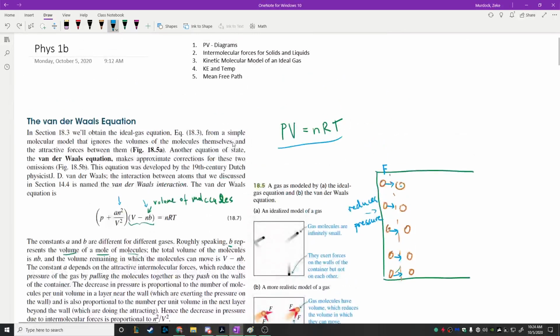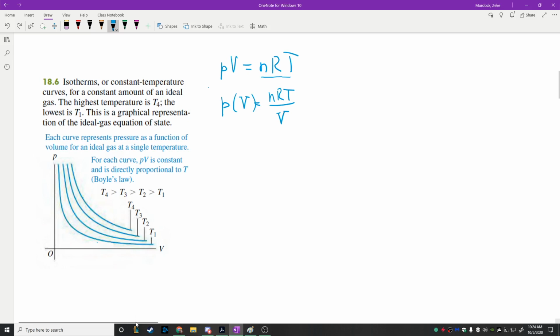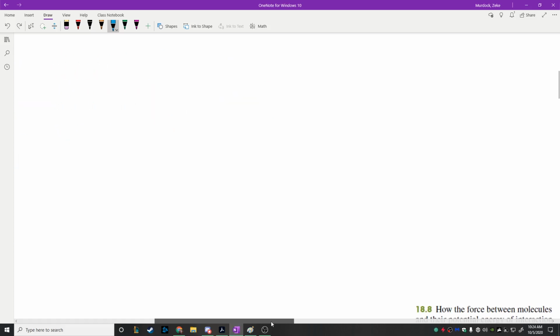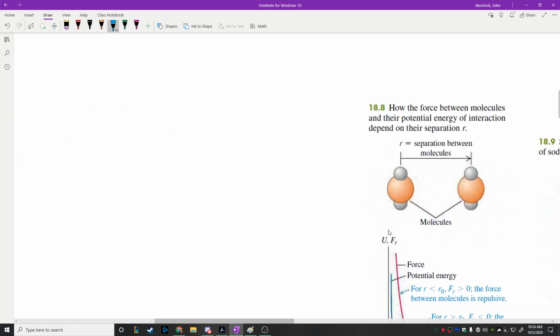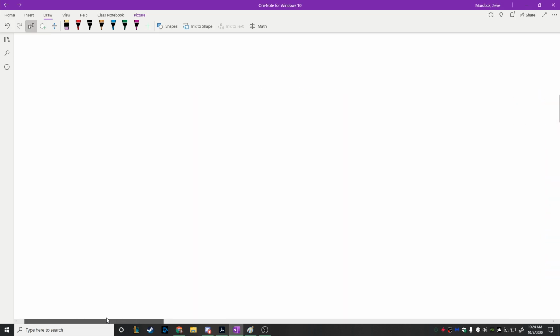Okay, PV diagrams. The next thing I want to talk about are intermolecular forces. We just talked about intermolecular forces for gas molecules, called van der Waals forces, and now we're going to talk about intermolecular forces for solids and liquids. These are a little more interesting.